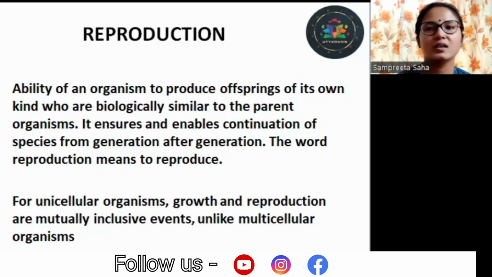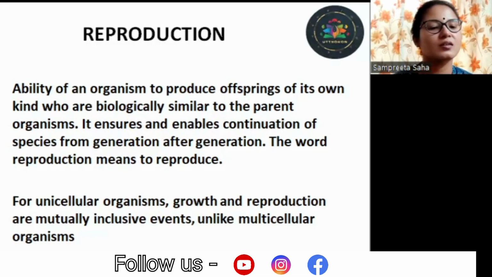You will never see an inanimate object reproducing. Like the example which I take most, you will never see a small chair being formed from a bigger chair. Yes, you can use up the wood to make a smaller chair, but that is renovation. That is not reproduction. So reproduction is a defining characteristic exhibited by the living beings.